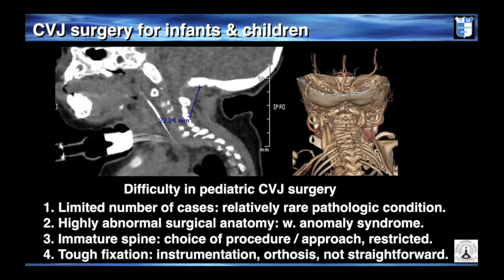The difficulty in the pediatric craniovertebral junction can be classified into these points. The first is a limited number of cases, a relatively rare pathologic condition, and highly abnormal surgical anatomy with anomalous syndromes. With the immature spine, the choice of procedure or approach is very much restricted. The fixation is not easy. It's usually very tough. Instrumentation is not easy. Orthosis, that is, hard external fixation, is very much complicated. And everything is not straightforward.